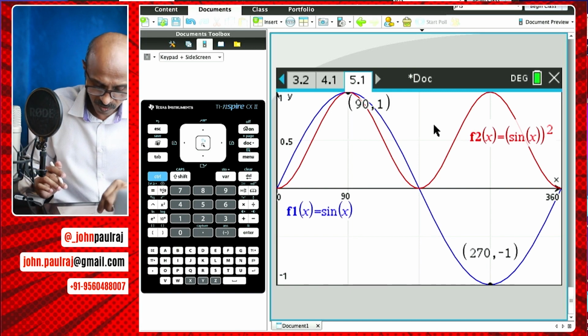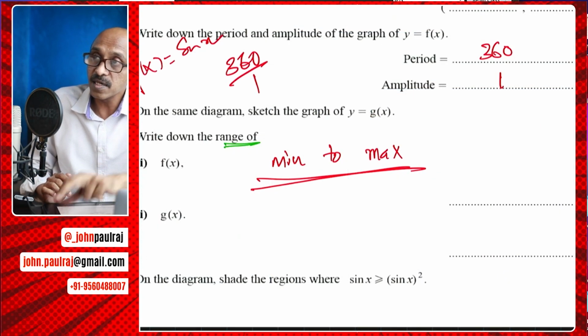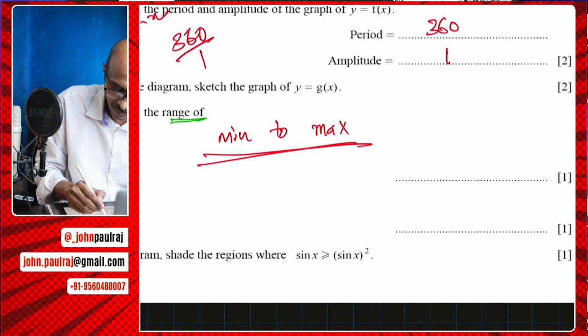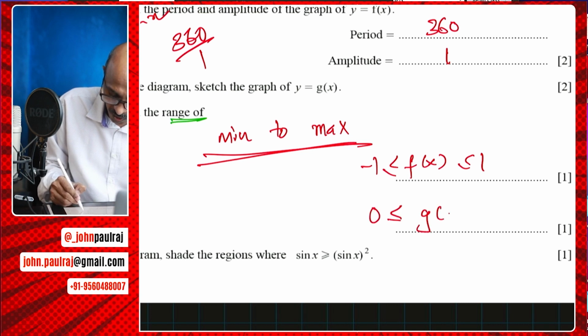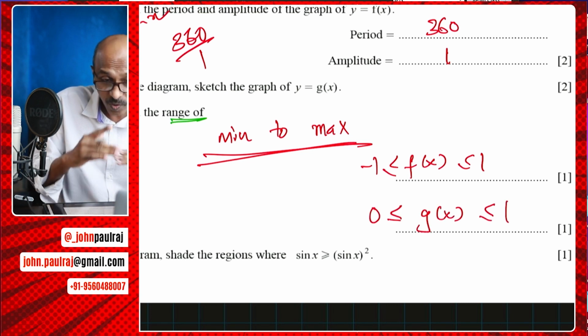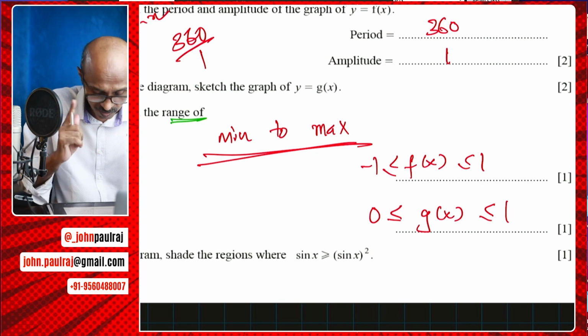Okay, this is how you should write it down, from the minimum to the maximum. You'll write it as -1 less than or equal to f of x less than or equal to 1. And for the next one, you write 0 less than or equal to g of x less than or equal to 1, because 0 was the minimum y value. Okay, be careful on that.